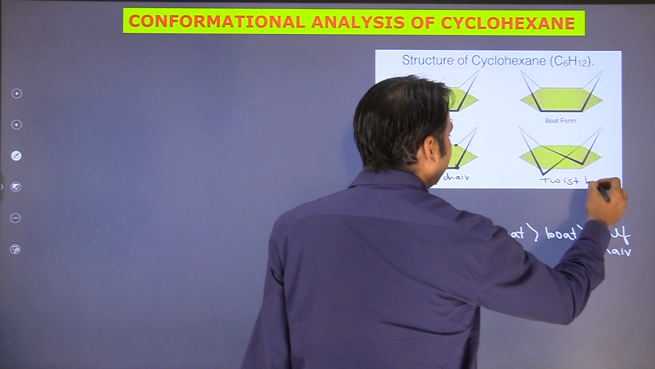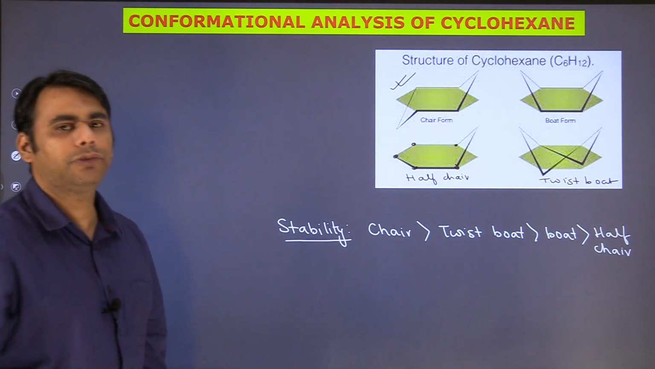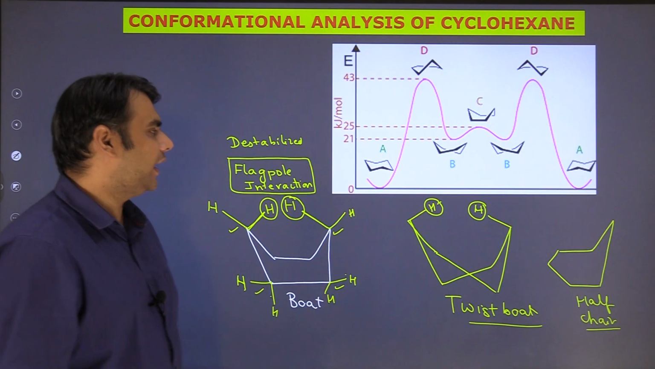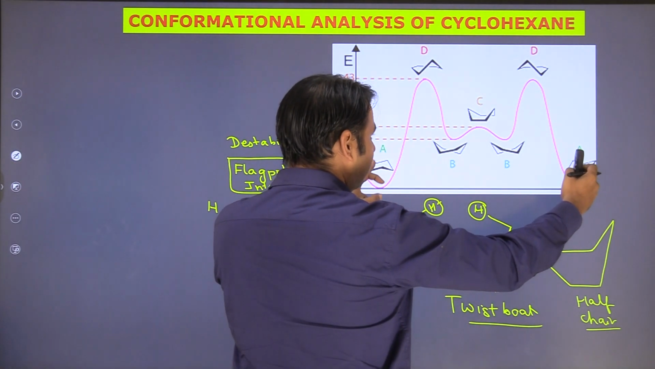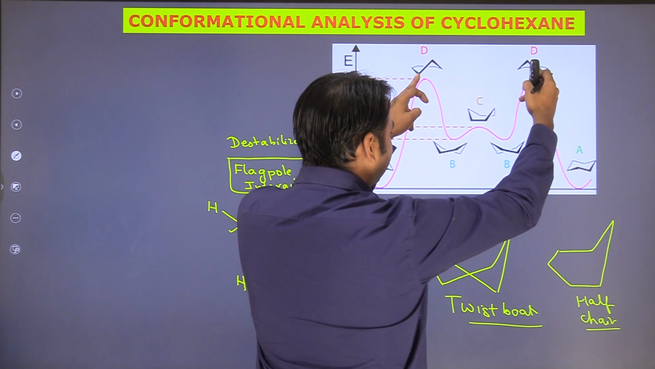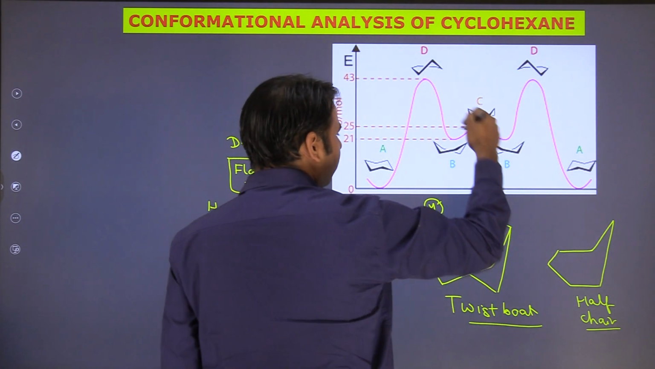So these are the four forms, out of which the most important is the chair form, and the analysis of the chair form should be done in a proper manner. This will be the potential energy diagram. You can see that the chair forms are the most stable. The half chairs are highly unstable. So this is your half chair, this is your twist boat, and these are your boat.